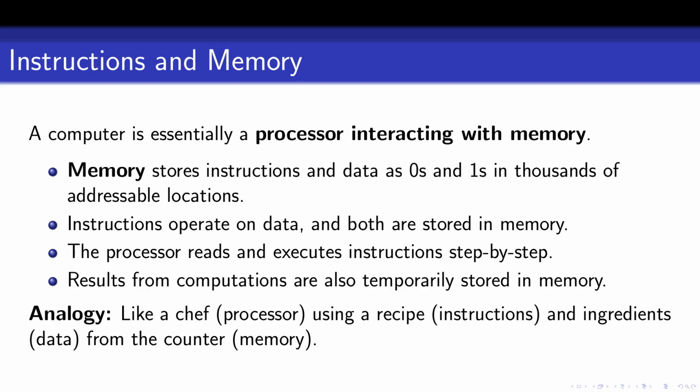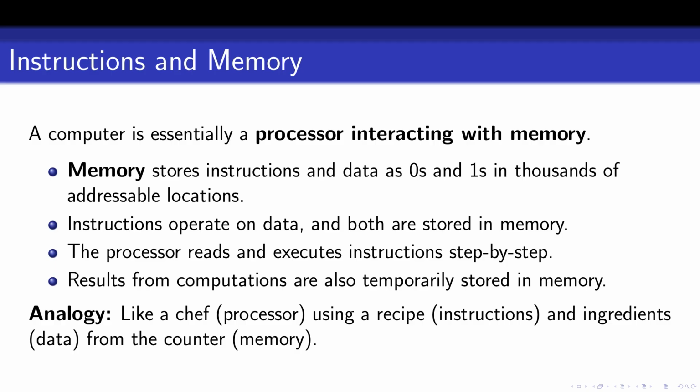So how does a computer actually execute a program? It comes down to two parts, the processor and the memory. Memory is like the computer's short-term storage. It holds instructions, the steps that make up a program, and the data those steps work on. Think of memory as a long list of numbered boxes, each capable of holding a value of 0 or 1. The processor reads instructions from these boxes one at a time, performs calculations or actions, and may store the results back in memory. Here's a helpful analogy.